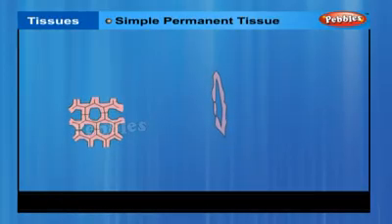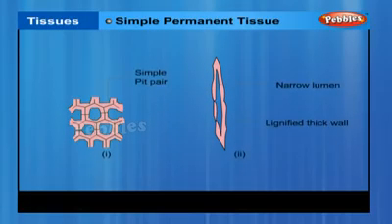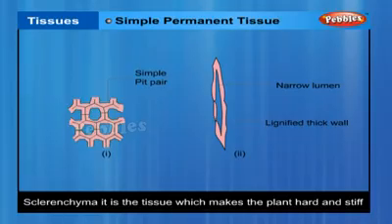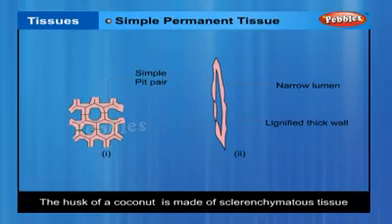Another type of permanent tissue is sclerenchyma. It is the tissue which makes the plant hard and stiff. We have seen the husk of a coconut. It is made of sclerenchymatous tissue. The cells of this tissue are dead.